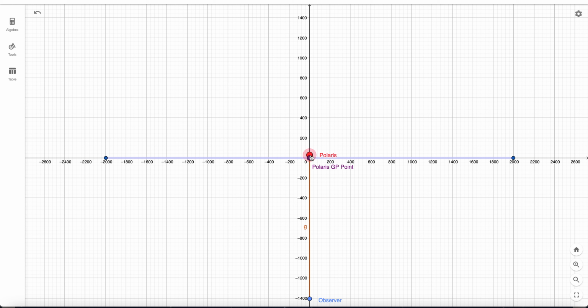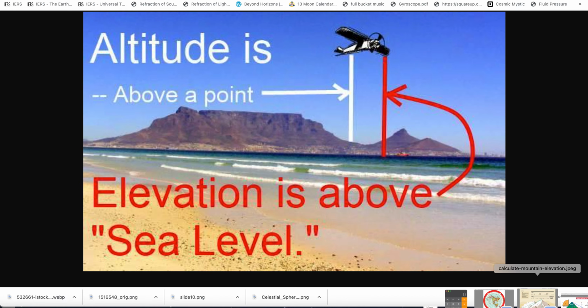So it's going to be 2 degrees above the horizon here for the observer when they're 180 miles from the equator. So that means that there's this much distance, like well over 5,000 nautical miles distance between the observer and the GP point of Polaris, and that distance is measured in the horizontal. That's 5,400 nautical miles. So why is this so important?